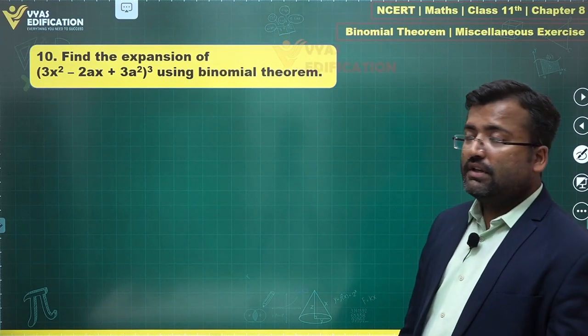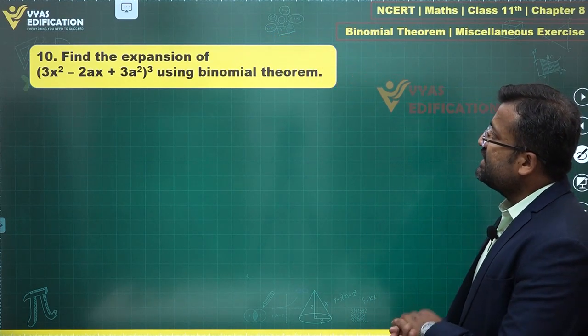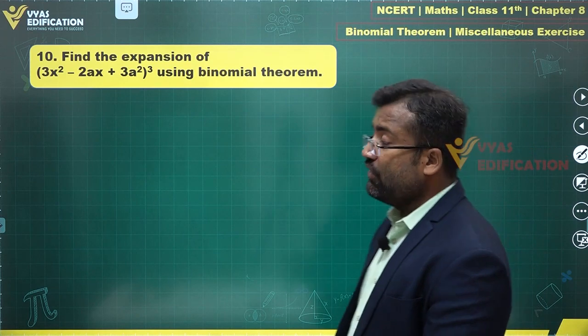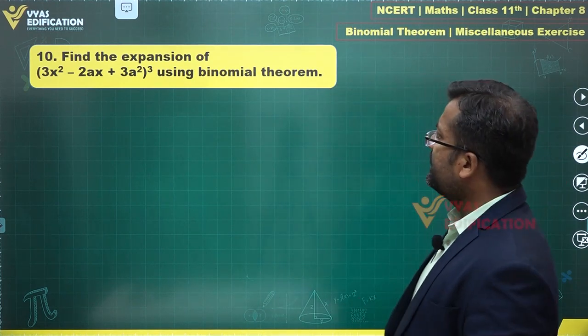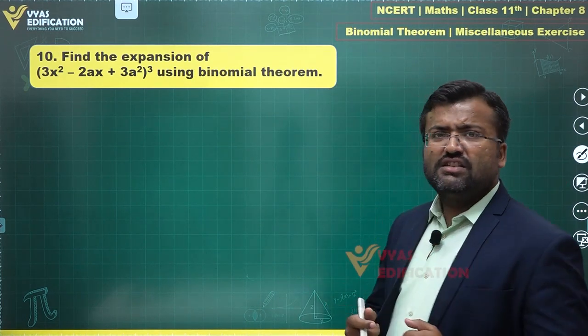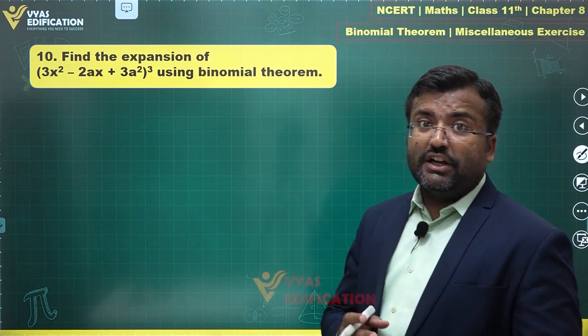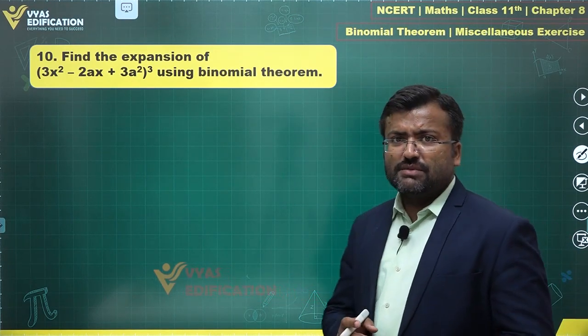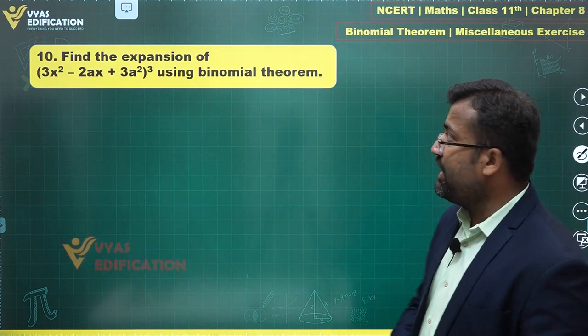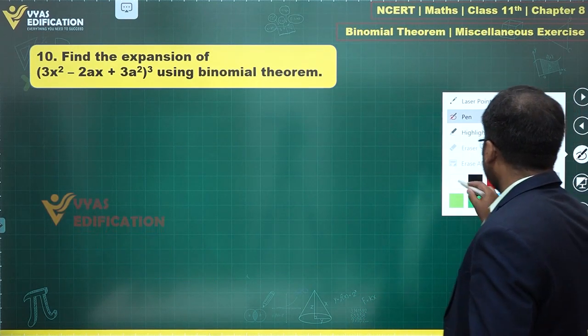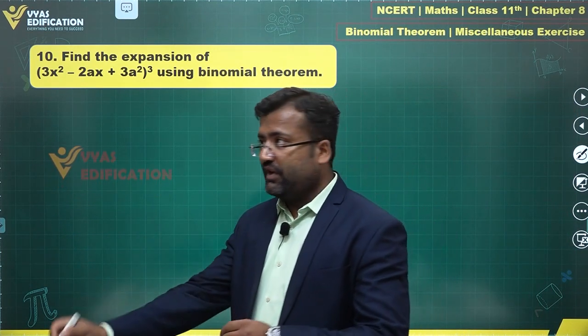Let's discuss this question next. The question says find the expansion of this using binomial theorem. So what are we supposed to do over here? We are supposed to expand. This does not look like a binomial. This looks like a multinomial. But we can use concepts of binomial if you apply it smartly. And let's apply some smartness over here.